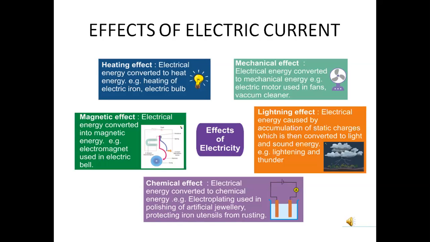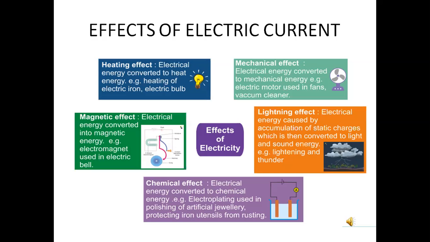Heating effect means electrical energy converted to heat energy. For example, heating of electric iron, electric bulb. And mechanical effect is electrical energy converted into mechanical energy. Examples are electric motors used in fans and vacuum cleaners. And lightning effect is electrical energy caused by accumulation of static charges, which is then converted to light and sound energy. The example of lightning effect is lightning and thunder.